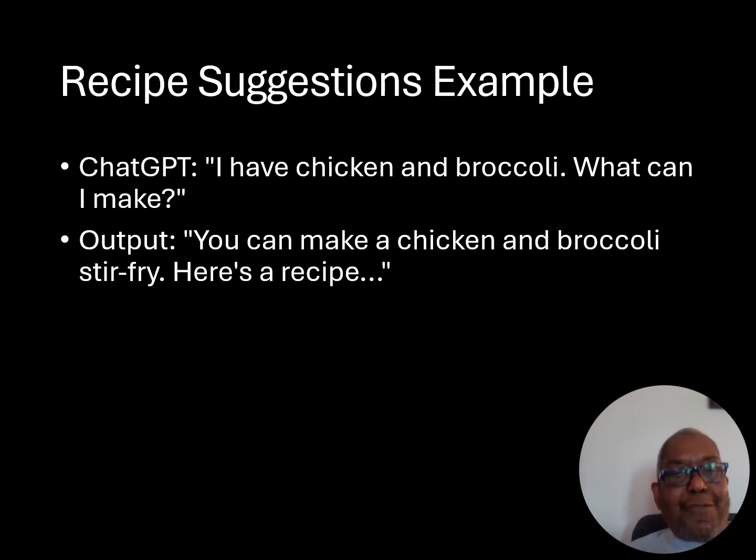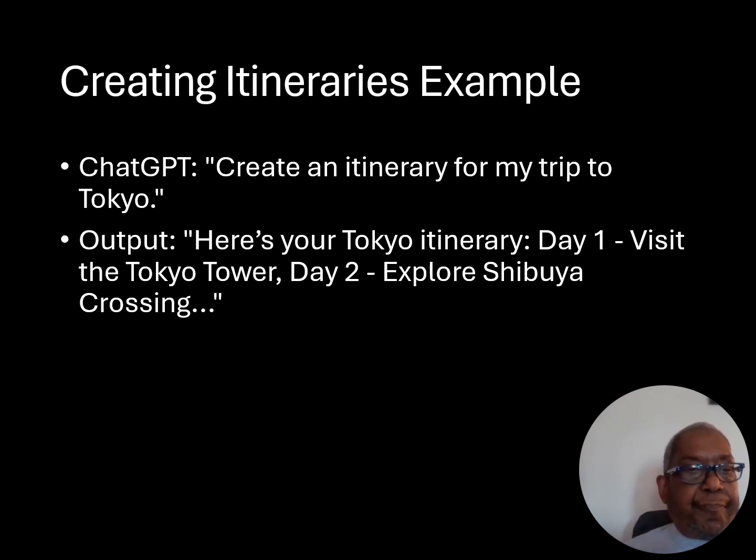Here's a really good example. You're telling ChatGPT, I've got chicken and broccoli. What can you make? And it'll come back with a recipe or recipe suggestions.